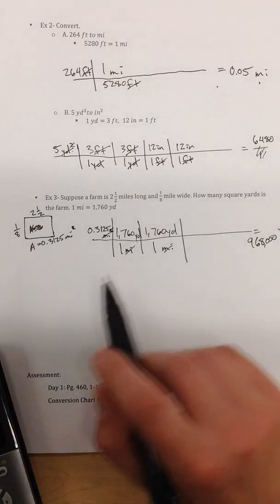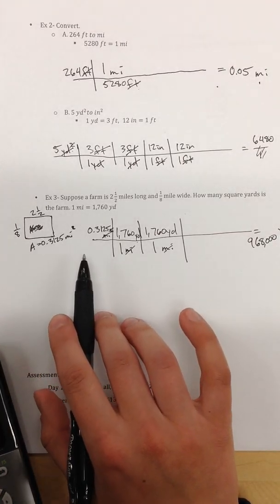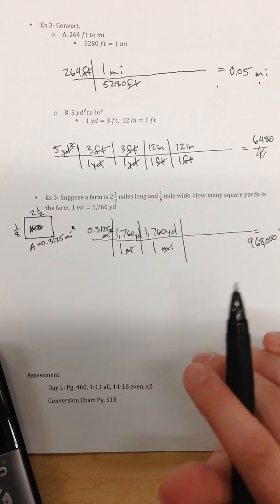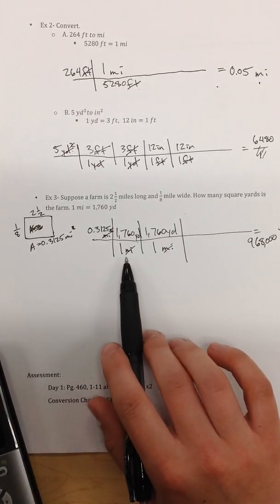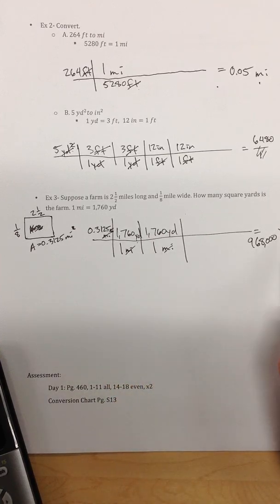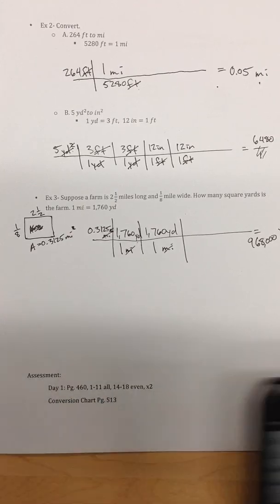So 968,000 square yards is the same as 0.3125 miles squared. Okay, and I didn't have to do the bottoms here. You could take 1 times 1, and then it would just be a 1 on the bottom, but we know that's the same as just that top number there. So that's one way of doing it.